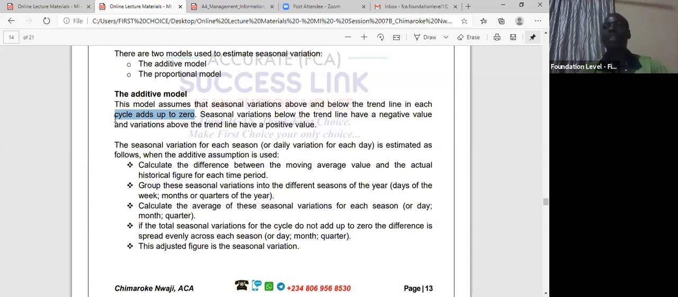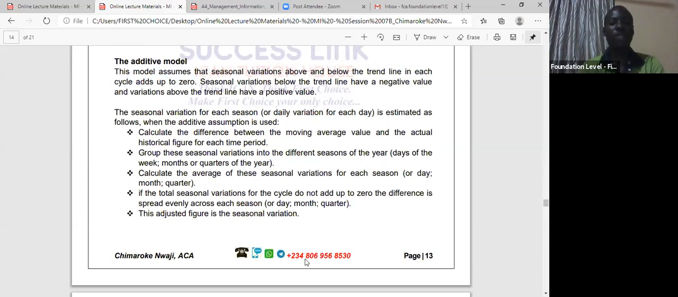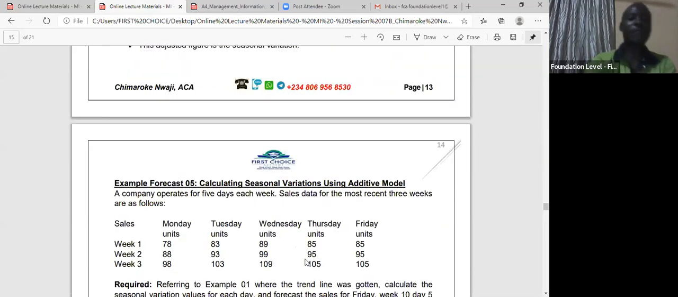But in the event that they didn't give you 0, you have to find the difference between what you've gotten and 0. So that difference, either you are adding or you are subtracting, you do it across board. We'll see an example to see how we'll do it now. Look at example 5.